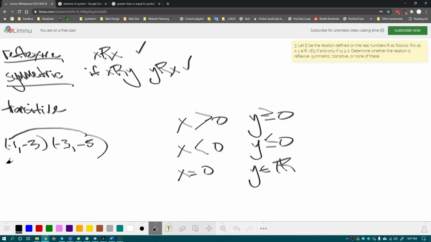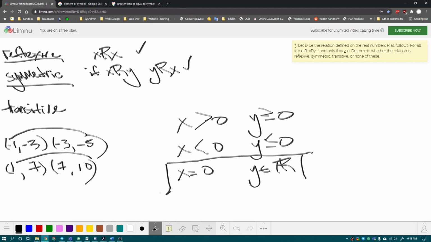What if it's positive? I can do 1 and 7, 7 and 10. Right? Can I do 1 and 10? I sure can, because 1 times 10 is greater than or equal to 0. What I wasn't considering was this line, that 0 can go either way. 0 is neither positive or negative.